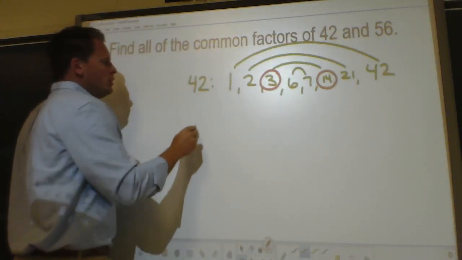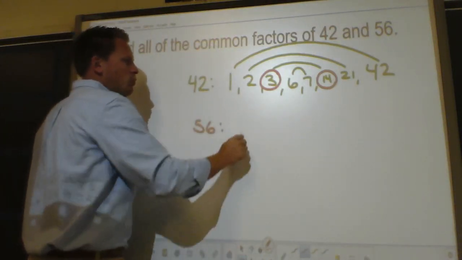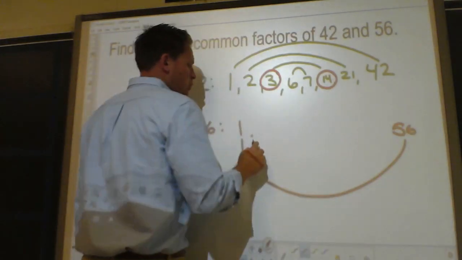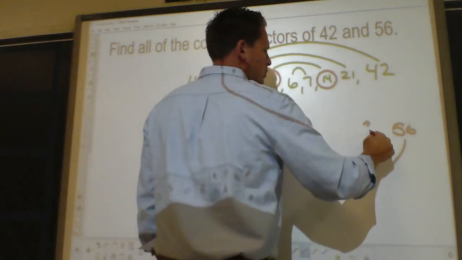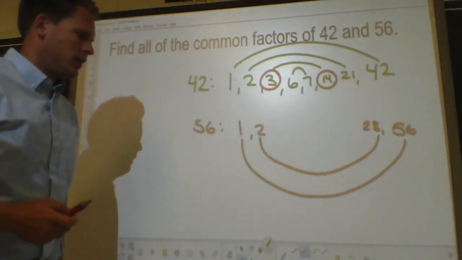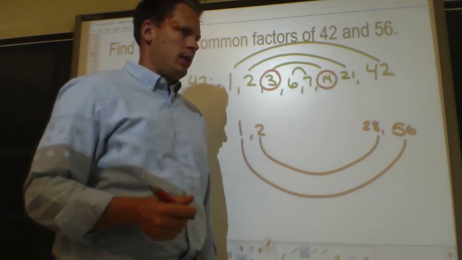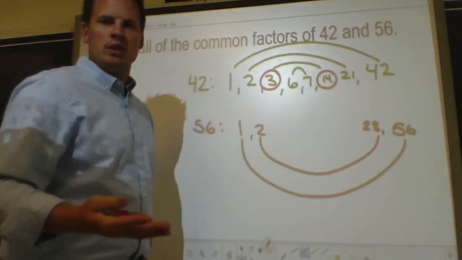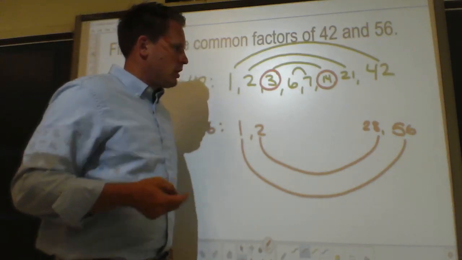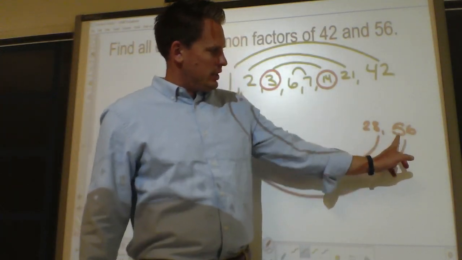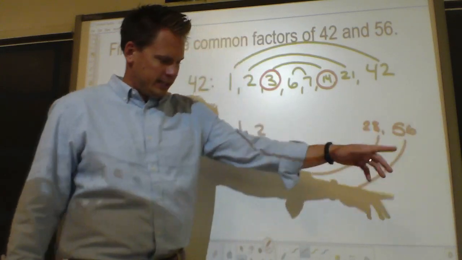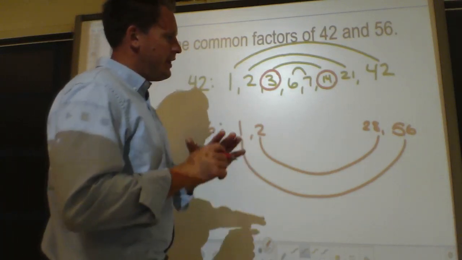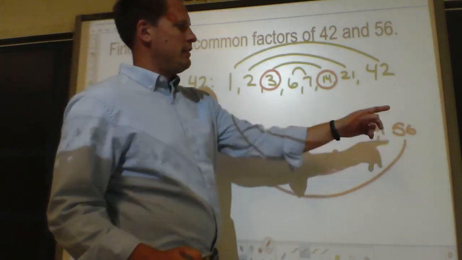So there's 42. Let's do 56. We have 1, 56, 2, and 28. Does 3 work? Okay, here's a little trick on the number 3. I personally don't want to count by 3s all the way up to 56. So there's divisibility rules for these numbers. Okay, for 3. If you add the digits of a number, 5 plus 6 is 11. Is 11 divisible by 3? No. Therefore, 3 does not fit the 56.